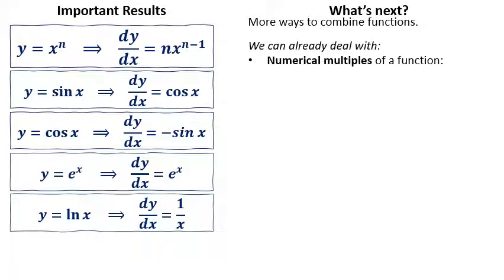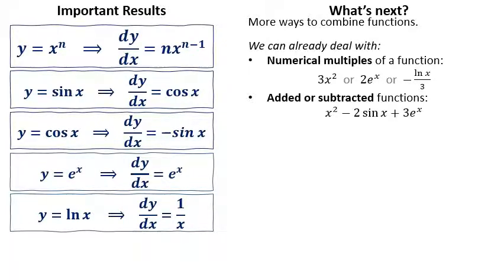We can deal with numerical multiples of a function. In other words, if you put a number in front, we don't have a problem with that. We can have minus a third of ln x, because we can differentiate ln x to 1 over x, and we just leave the minus a third in there. So minus a third of 1 over x, or minus 1 over 3x if you prefer. 2e to the x differentiates to 2e to the x, and 3x squared differentiates to 3 lots of 2x, or just 6x. We can also deal quite comfortably with functions that are added or subtracted.